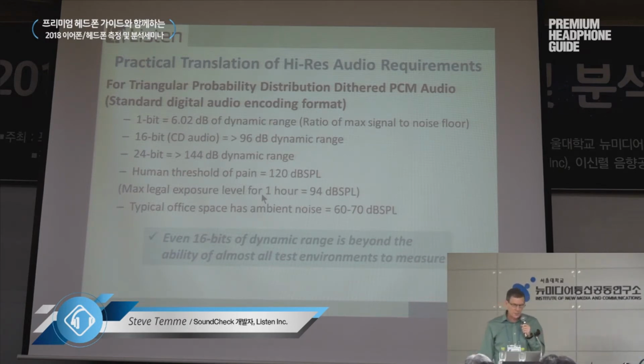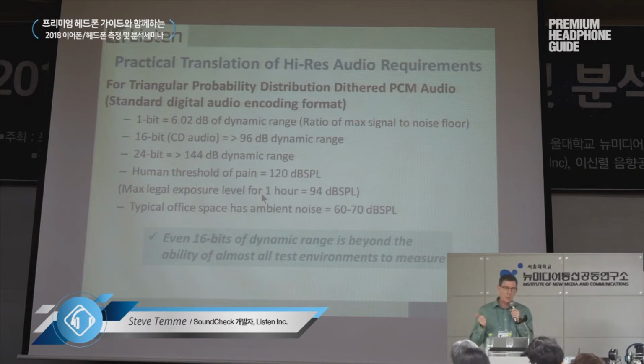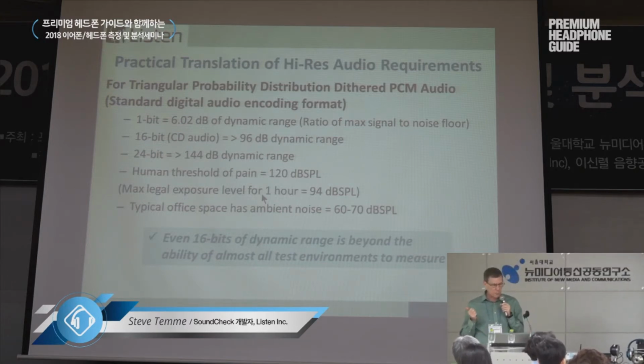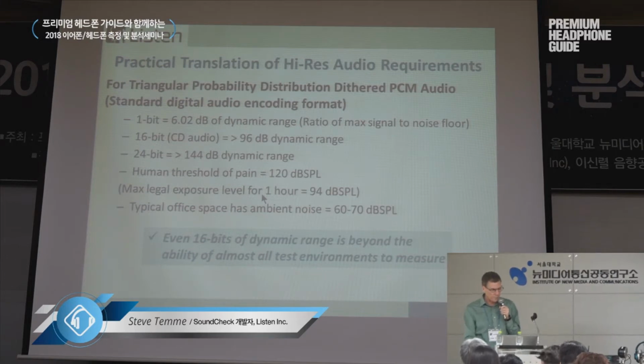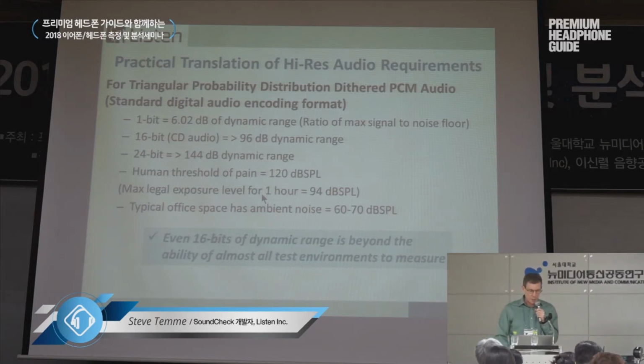So let's just review a little bit about high resolution in terms of, first of all, bit depth. We know roughly for 1 bit you can get 6 dB of dynamic range. And we know if we have 16-bit CD audio that in theory we should be able to get greater than 96 dB of dynamic range. That would compare to 24 bits where we could get, for example, 144 dB.